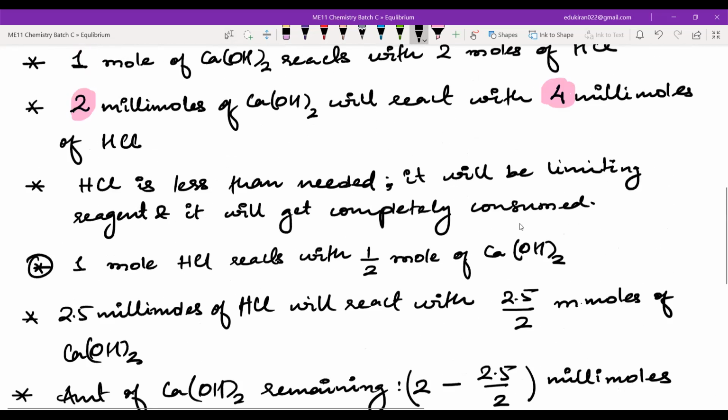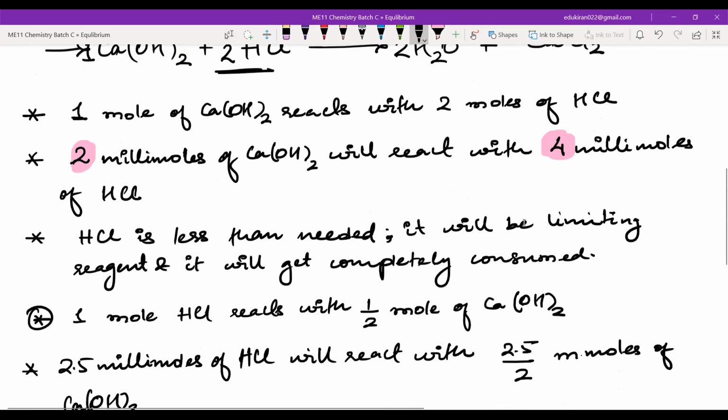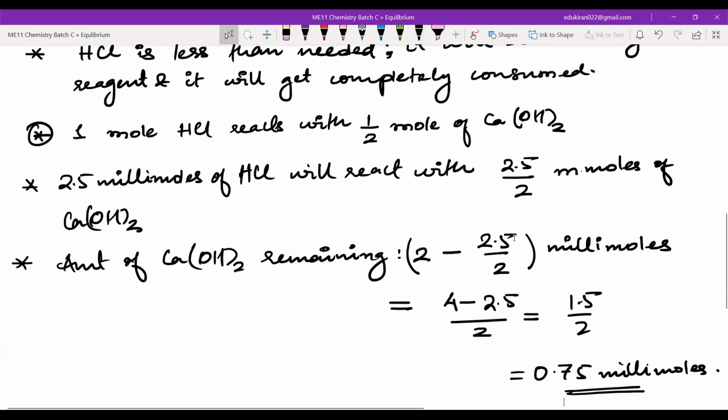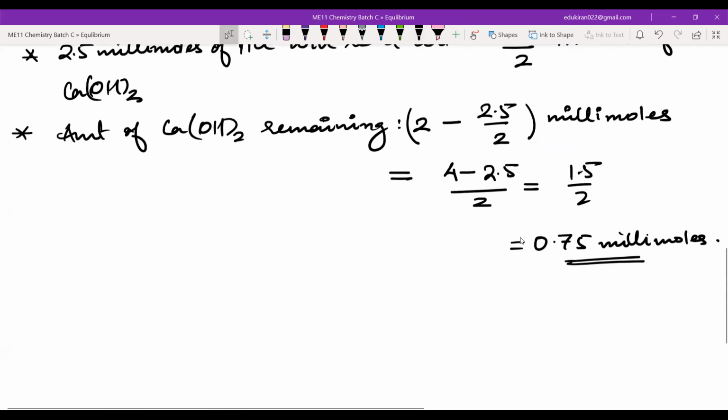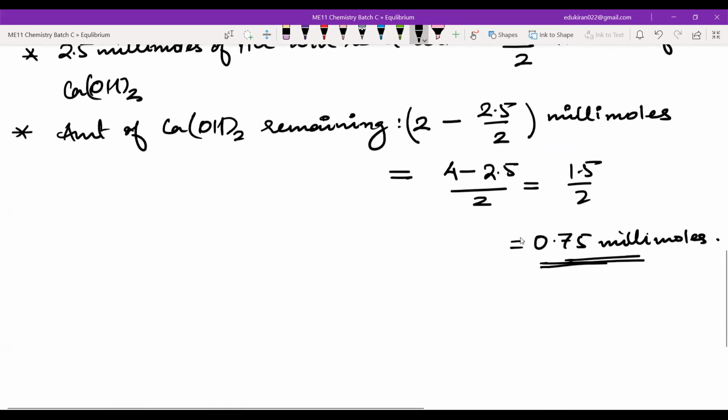And since HCl is the limiting reagent, HCl will not be present. HCl is completely consumed. In the solution we only have Ca(OH)2, and how much? We have 0.75 millimoles of Ca(OH)2. So now we need to find the molarity of the solution. The molarity of the solution will be equal to, according to Ca(OH)2, what will be the molarity of the solution?